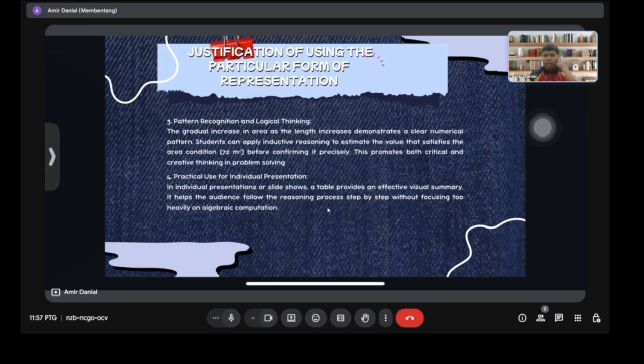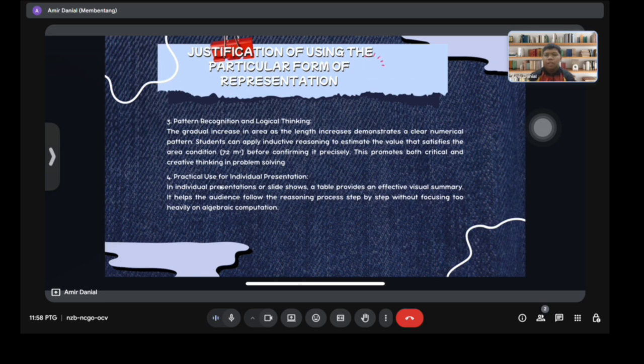So, the third one is pattern recognition and logical thinking. The gradual increase in area as the length increases demonstrates a clear numerical pattern. Students can apply inductive reasoning to estimate the value that satisfies the area condition, which is 72 square meters, before confirming it precisely. This promotes both critical and creative thinking in problem solving.